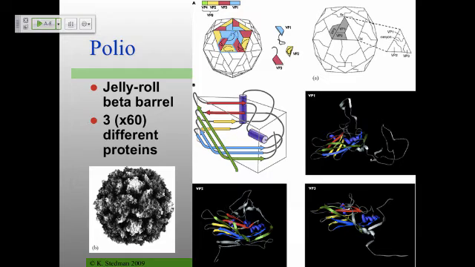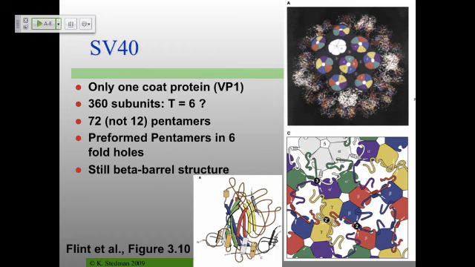So from here to here is 1. From there to there is 1 more. So it's a T equals 3. There are, of course, some exceptions to this rule, and one of my favorites is SV40.